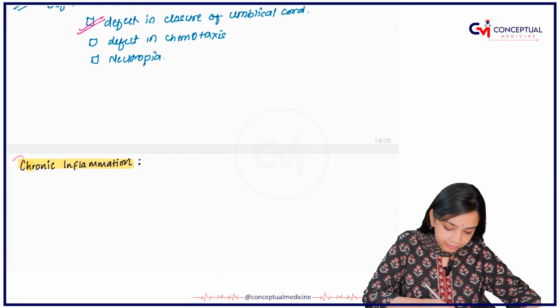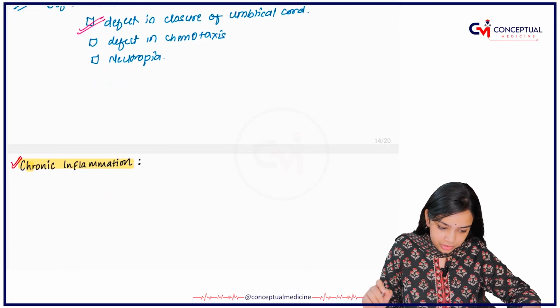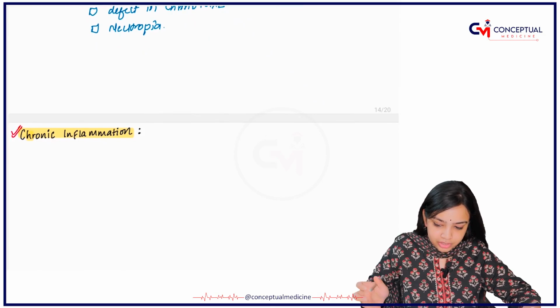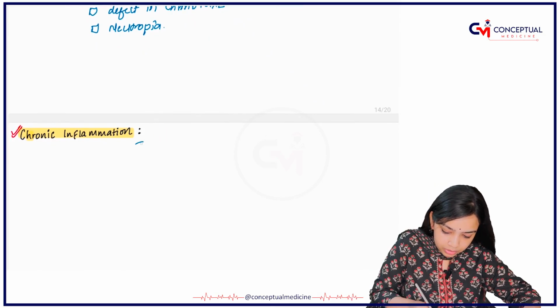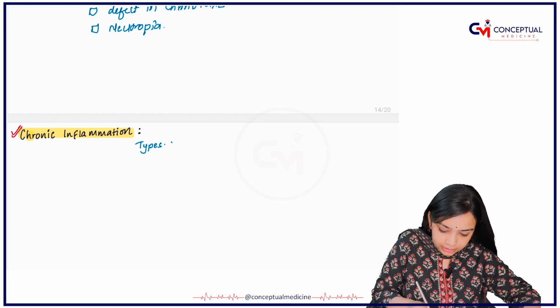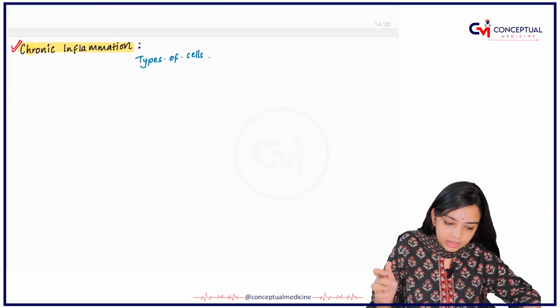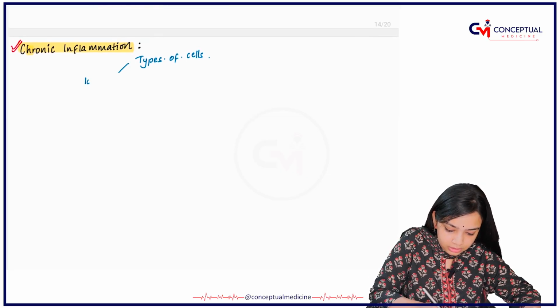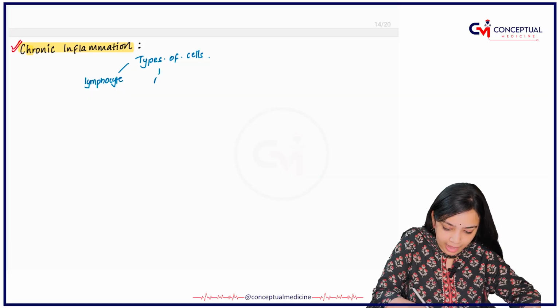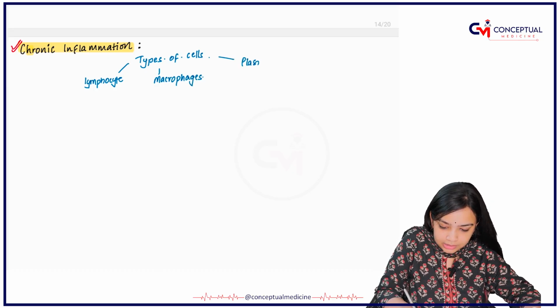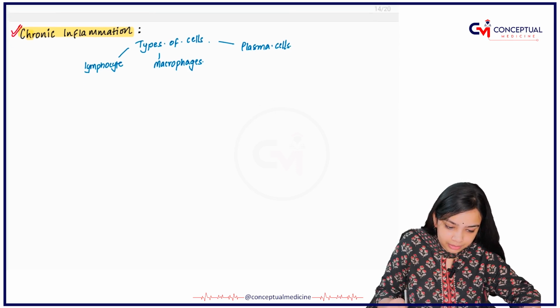Now next what we have is about chronic inflammation. In chronic inflammation, the first thing you need to see is the types of cells. What are the types of cells that are available? We have the lymphocytes, then we have the macrophages, and then we have the plasma cells. These are the types of cells available.